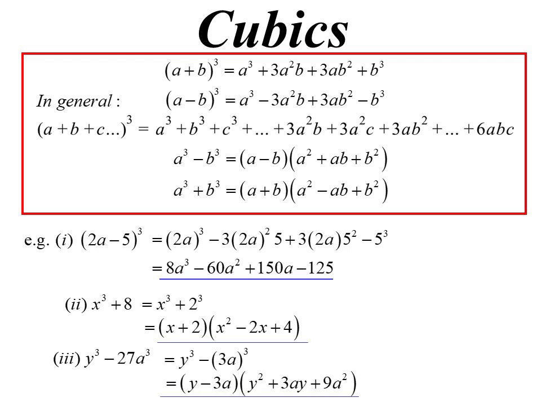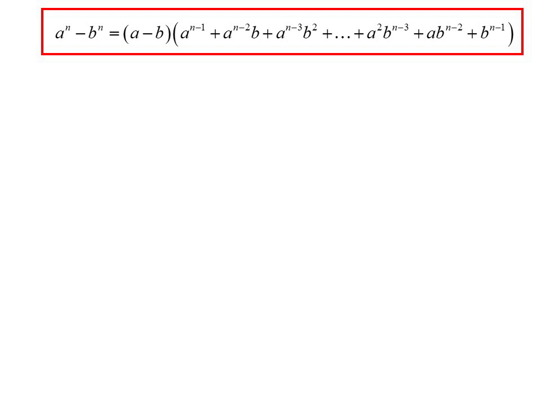Difference of 2 cubes, so again, that's what you're thinking, y cubed minus 3a all cubed. So the first factor is y minus 3a. That now means all the terms in the second one are positive. So we get y squared plus 3ay plus 9a squared. In fact, we can generalise that one too.